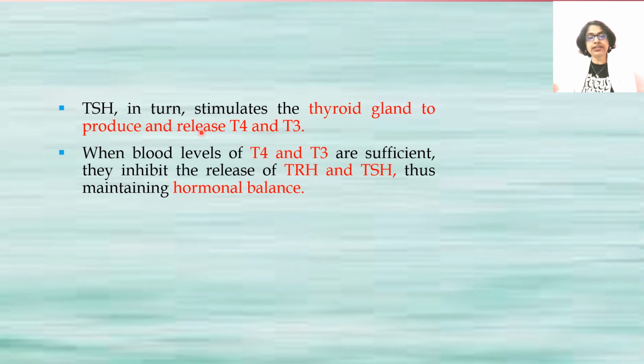And this TSH in turn stimulates the thyroid gland. So this TSH, what is it doing? It is going to stimulate the thyroid gland to produce and release T4 and T3. And when blood levels of T4 and T3 are sufficient, they inhibit the release of TRH and TSH, thus maintaining a normal hormonal balance. So what is happening here? When there is a sufficient amount of T4 and T3 available in our body, automatically there is a stoppage of production of TRH and TSH. Then it will be helpful for the maintenance of the normal hormonal balance.